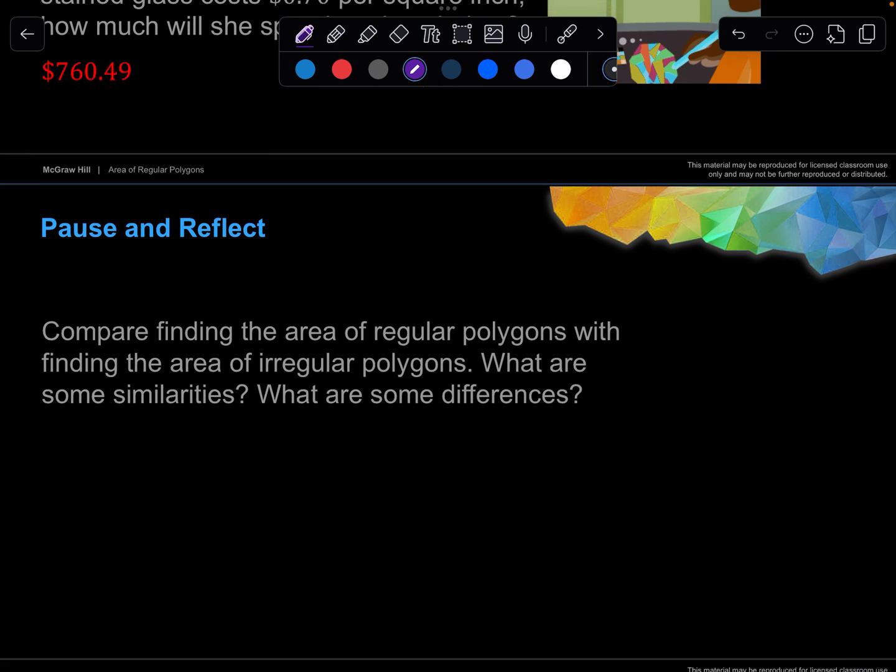All right, I want you to think about this. Compare finding the area of regular polygons with finding the area of irregular polygons. What is an irregular polygon? An irregular polygon would be something which has sides of different sizes and varying angles. Therefore, you cannot just directly divide them and multiply, right? You'd come up with different shapes. So, compare this. What are some similarities? What are some differences?